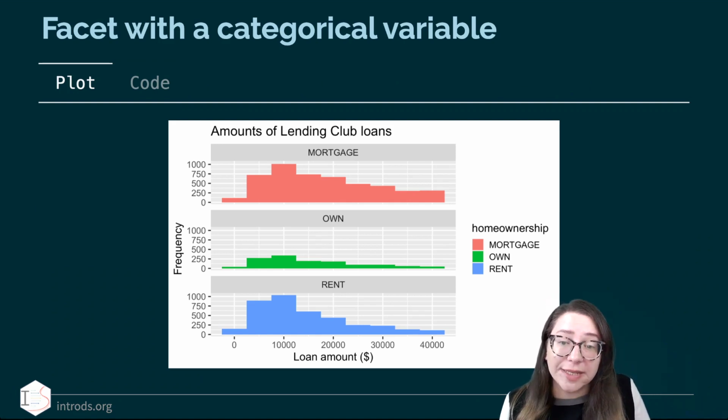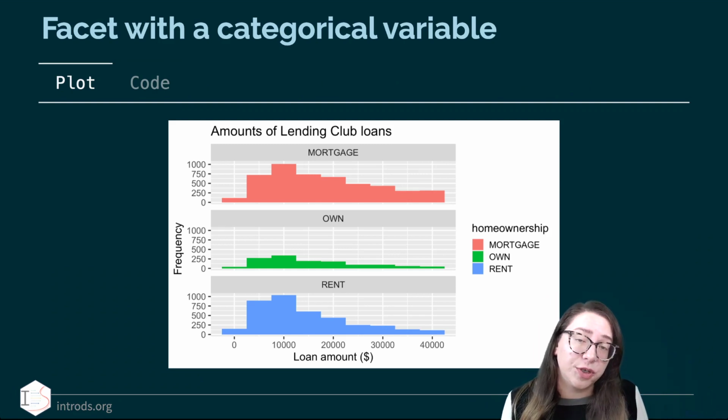So I can see, for example, that home owners are the least represented in this data set in terms of people who are borrowing money. But those who own a home but have a mortgage on it, or those who are renting, seem to be roughly similar in their representation in the data. And we also see that for each one of these types, we have a right skewed distribution for the loan amount.